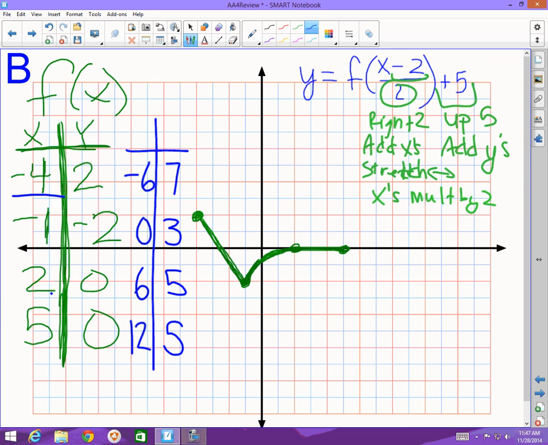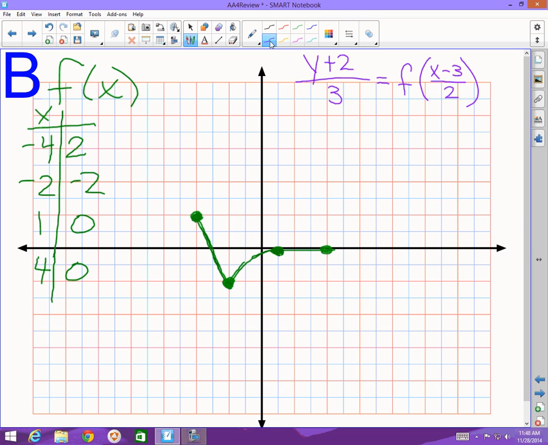So negative 6, 7, 0, 3, 6, 5, and 12, 5. And this one follows the same path, so it's a straight line from there to there. It's curved to there, and then it's straight from there to there. And there we have that one completed.